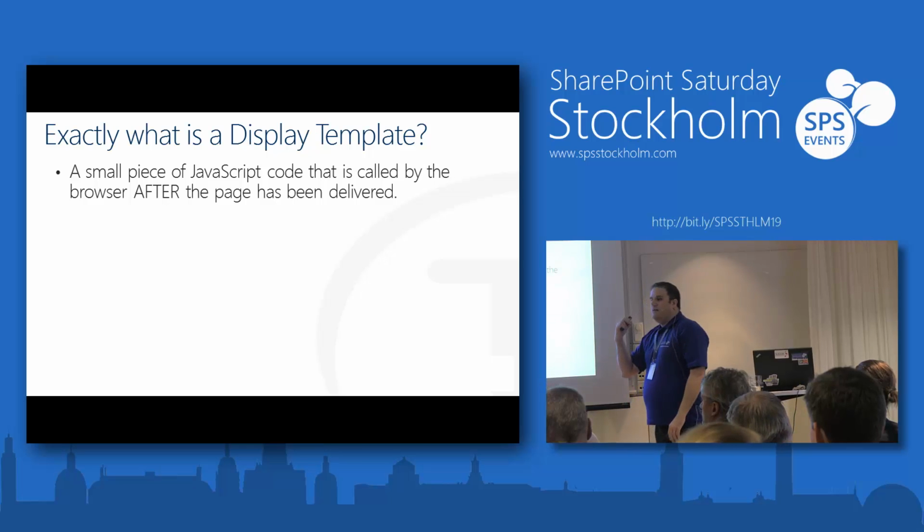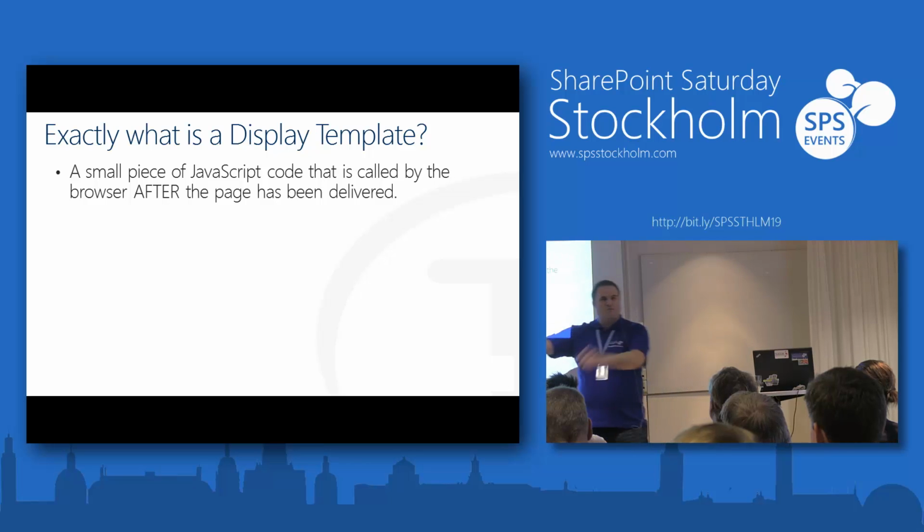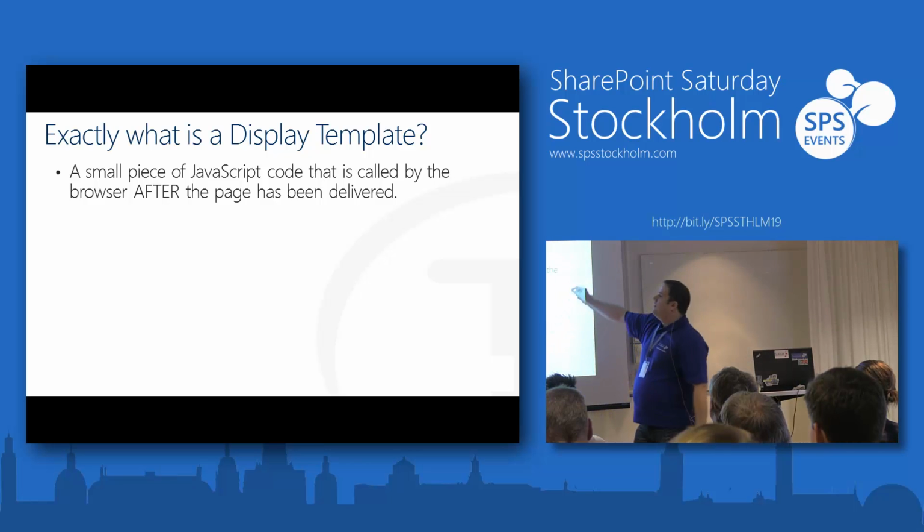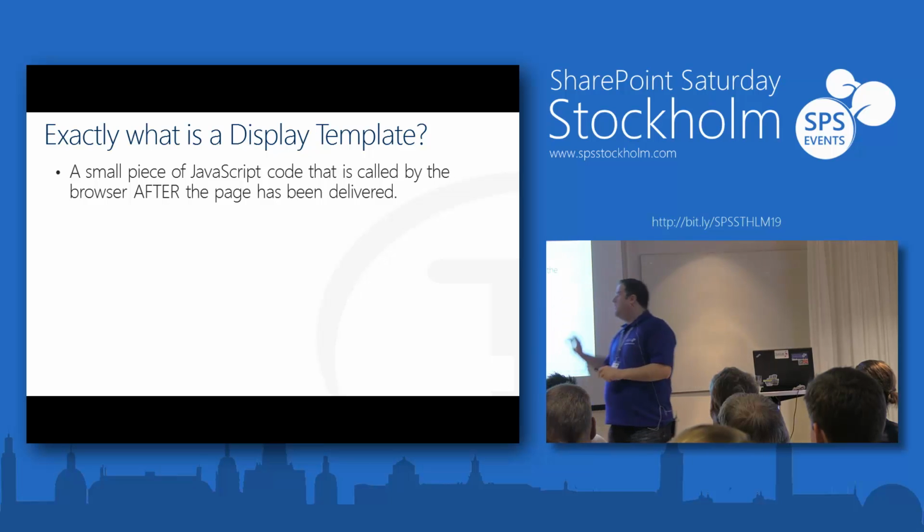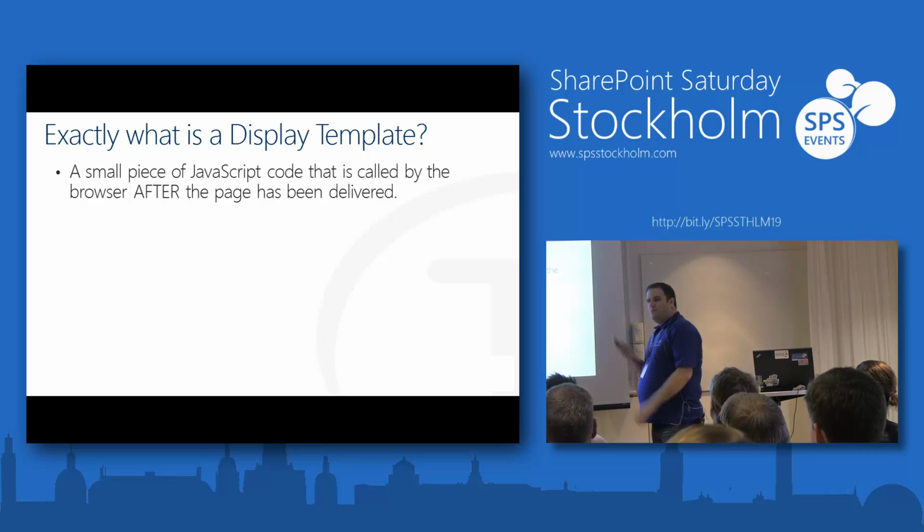So basically what it is, exactly, is a piece of JavaScript code. SharePoint just dumps your data on the page and says, right, I'm done. And then it passes that data to our display template after the page has been delivered. So all the server-side stuff's done. The page is on your desktop. Then our JavaScript runs. So this is why, if you've got a slow client, you're going to see page updates taking time. You're going to see the page build.